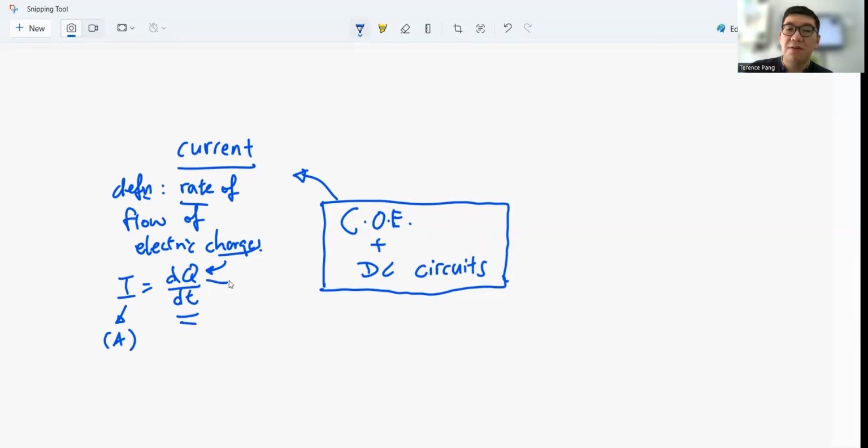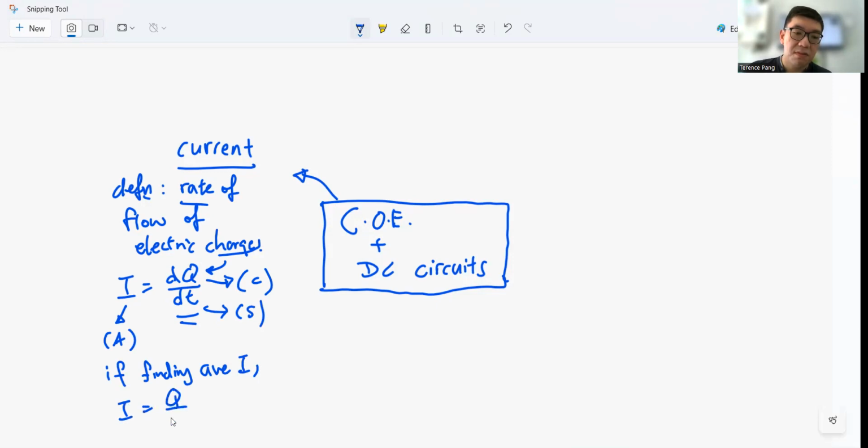What's the SI unit of charge? Coulomb. So if the rate is constant, if you're talking about average, if you're talking about defining average current, then you can transfer it to this. Or some might say change in Q over change in t. Finding average. Just think about calculus.